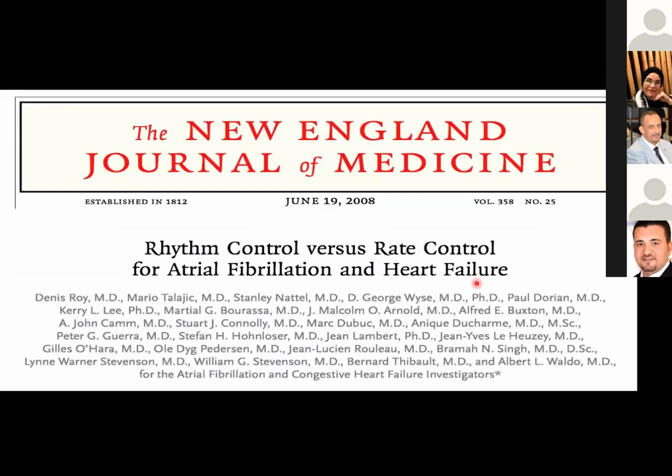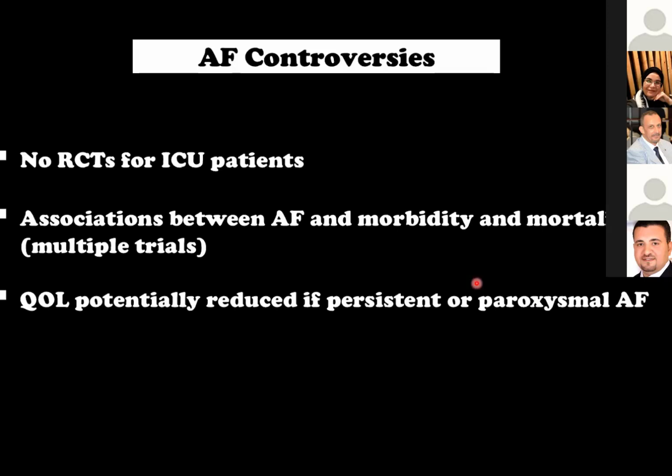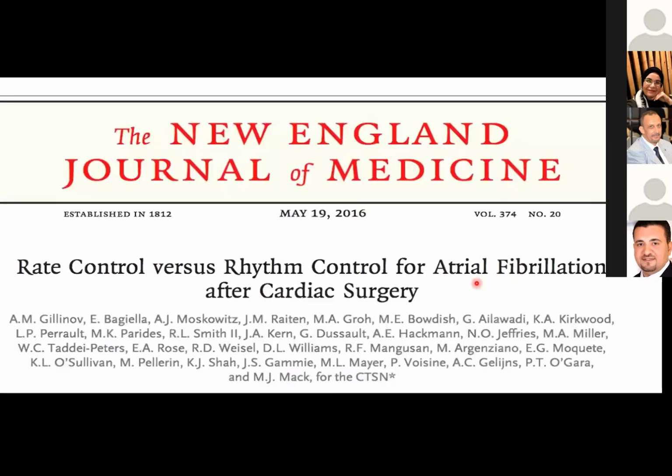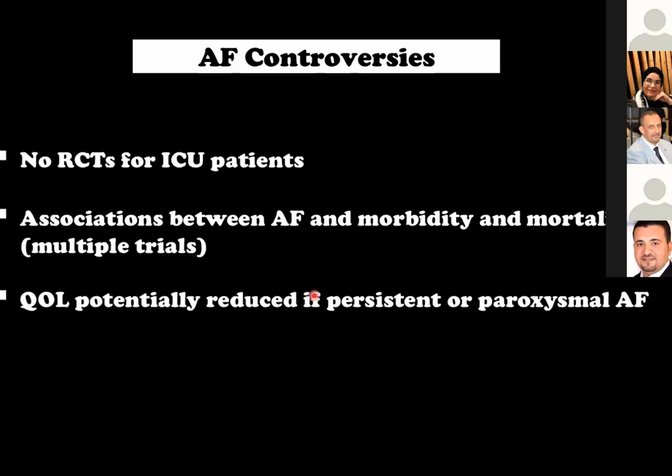So till now, and another, the third trial in 2016 was the rate control versus rhythm control for AFib after cardiac surgery. So we had one in the AFFIRM trial, we have one trial in post-cardiac surgery patients, and one trial for heart failure patients. So till now, we don't have a randomized control trial for ICU patients.